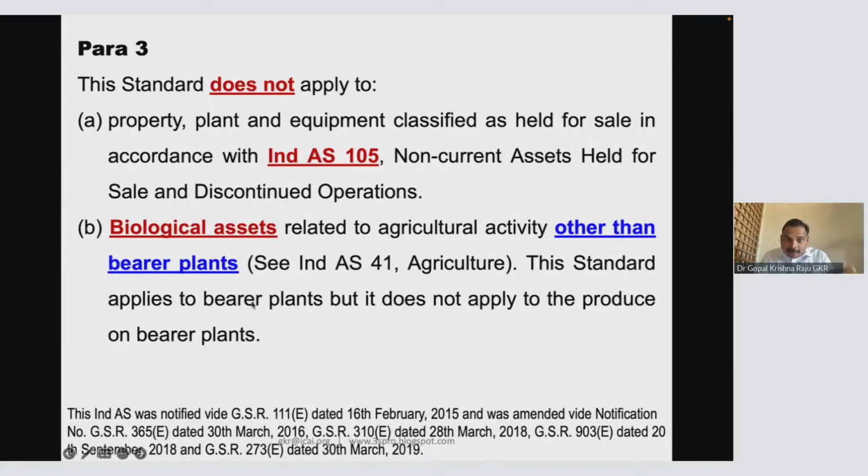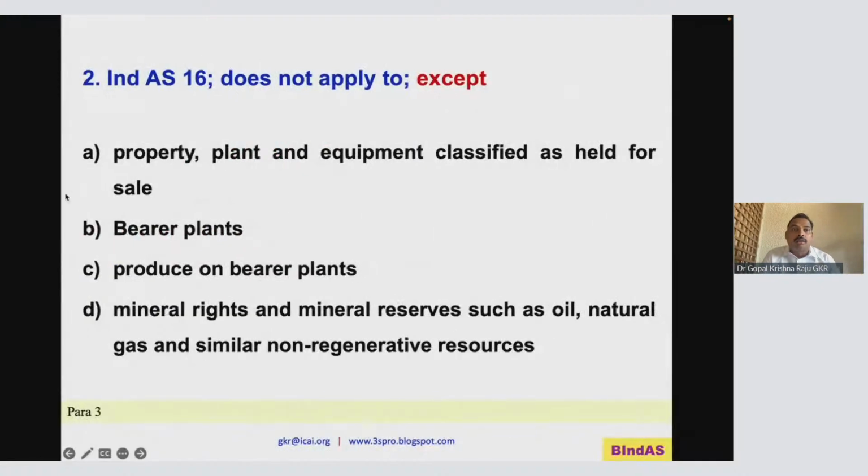But this standard applies to bearer plant, but it does not apply to produce on bearer plant. So produce will go to IndAS 41. Look at it. PPE classified as held for sale, not applicable. Bearer plant applicable. Produce on bearer plant, not applicable.